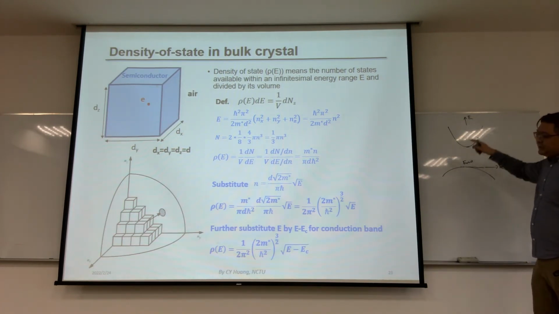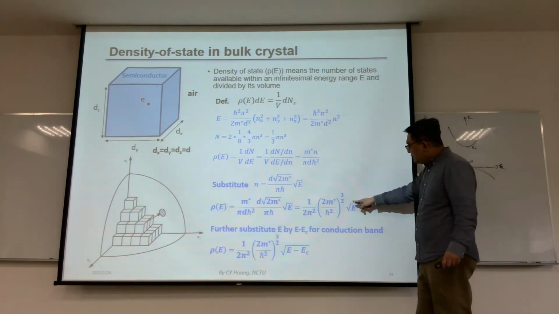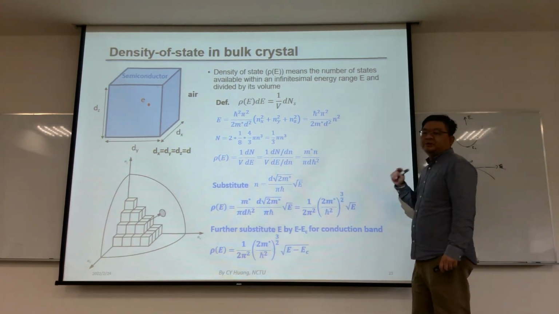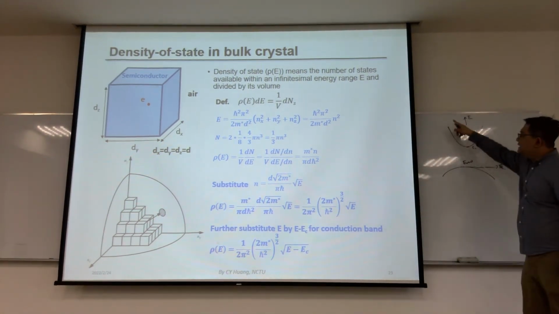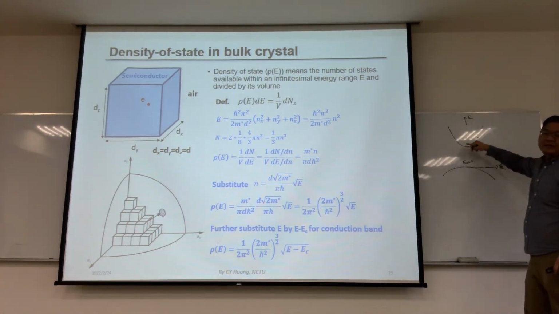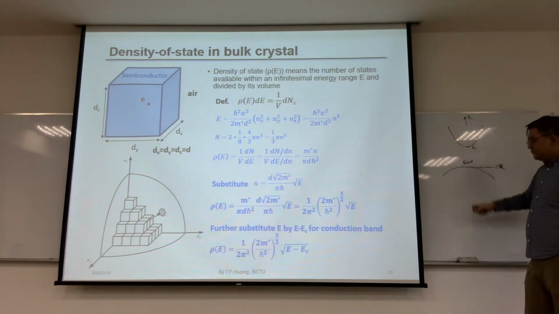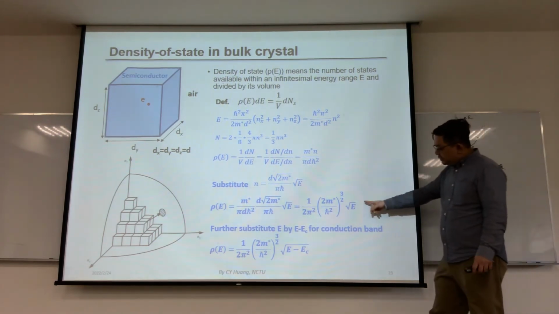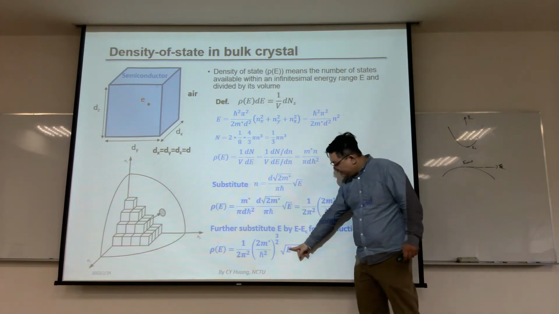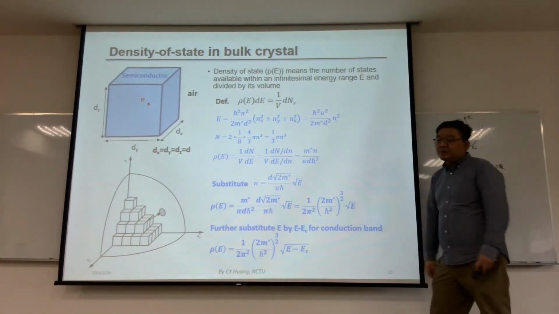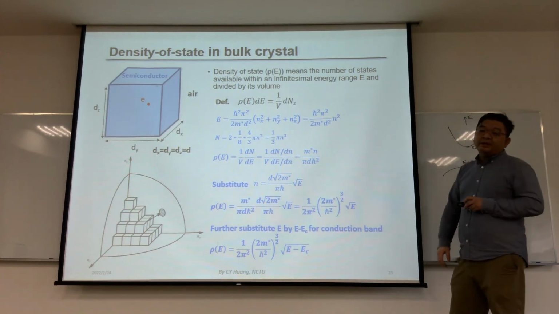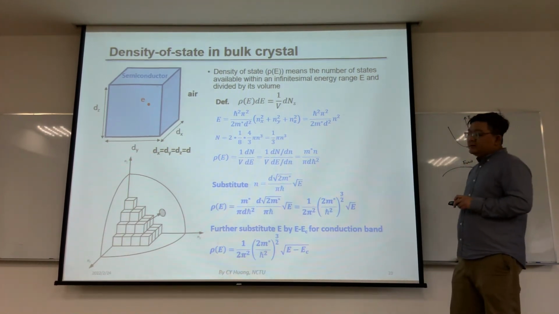Then we can no longer just write square root E, or that will be unphysical. This parabola is starting from EC, not from E equal to 0. Alright. So the second thing you need to remember is that the term here needs to be E minus EC. Then this is the more reasonable way to write down the density of states.